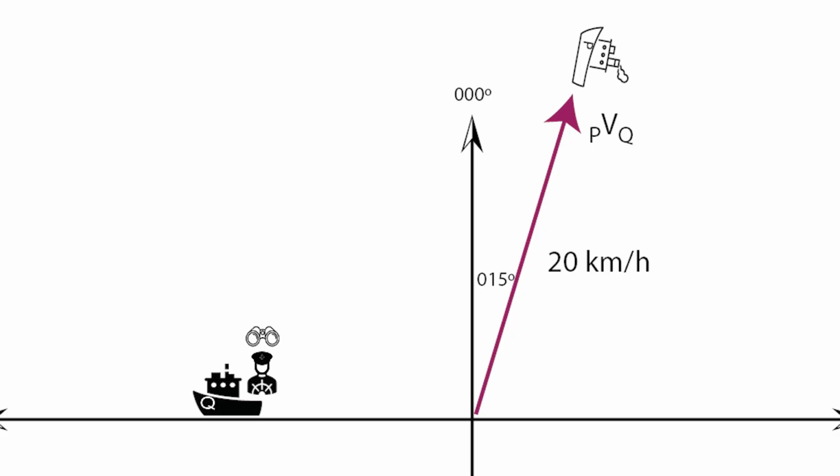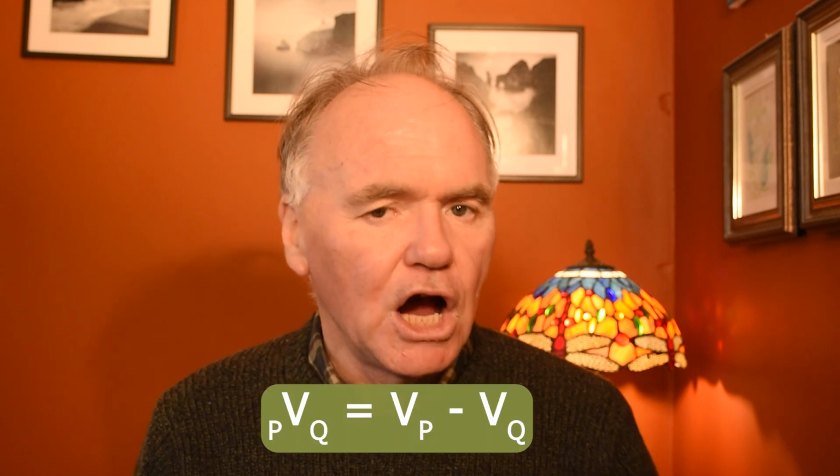But the information we're given is from the point of view of a captain on boat Q, moving at 18 kilometers per hour due west. The velocity of boat P appears, and that's the key word here, to be on a bearing of 015 with a speed of 20 kilometers per hour. That's how it appears to the captain on boat Q. That should tell you right away this is a relative velocity we're speaking about: the velocity of P relative to Q.